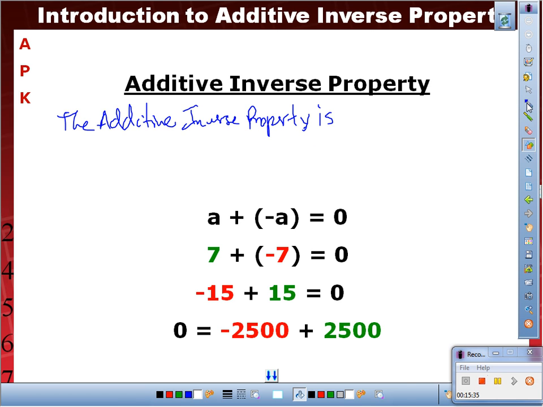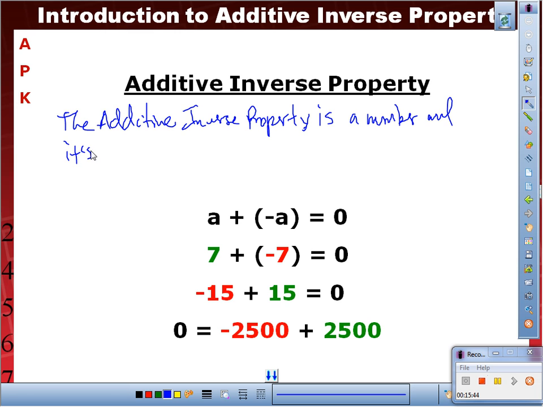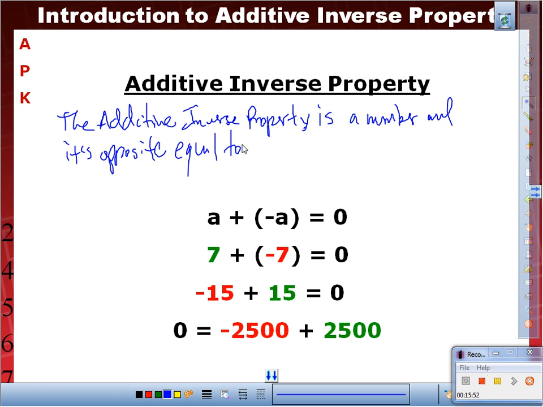okay, a number and its opposite, what? Equal to 0. And see if you agree with that definition. Yeah, right? Makes sense? Okay.